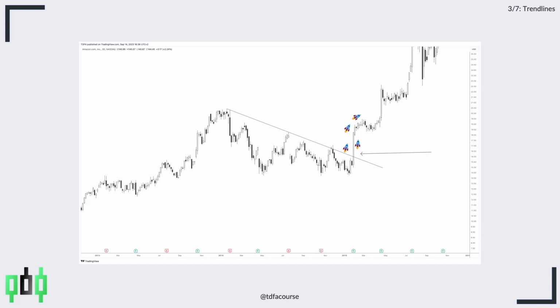So in this case, Amazon was trending downwards. All of a sudden, price breaks through. You see a very large candle, and after that, it's just a rocket ship going all the way up.